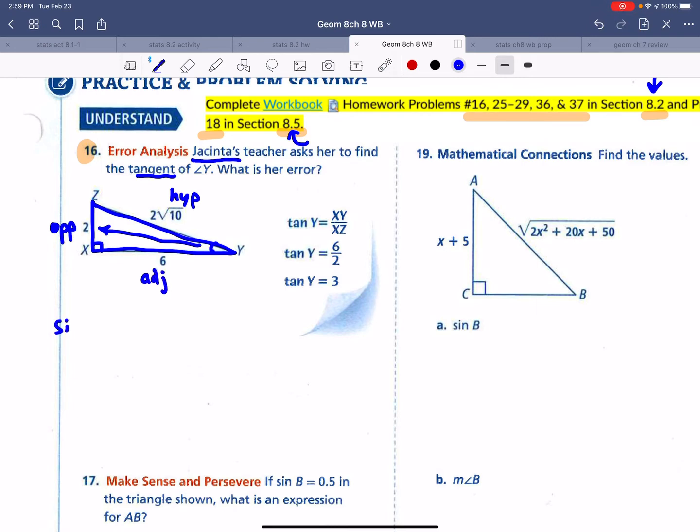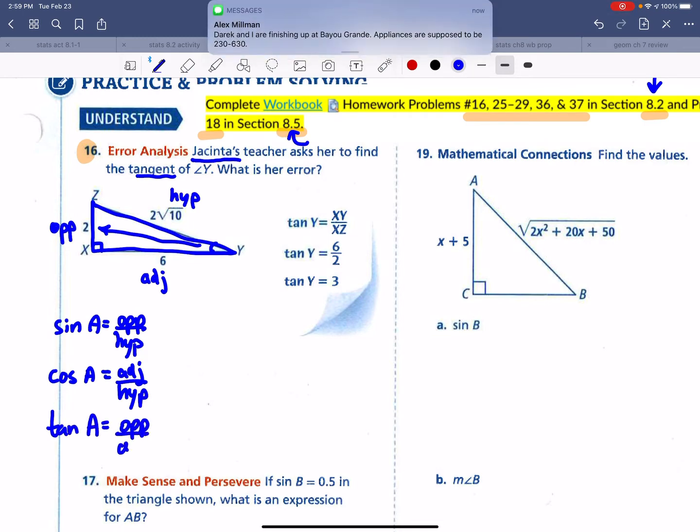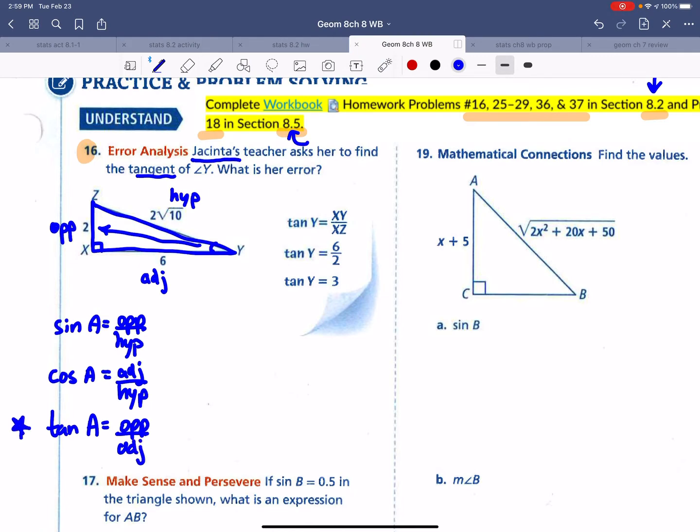So what did our formulas say today? Well, it said the sine of a reference angle is opposite over the hypotenuse, correct? And the cosine of an angle is adjacent over hypotenuse. And the tangent of an angle is opposite over adjacent. Okay, so in this question, they'd like me to use the tangent formula.